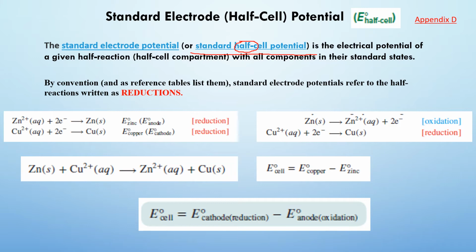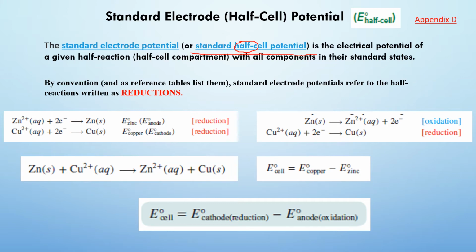So to find these standard half cell potentials, you can use Appendix D in our textbook. In that appendix, you can find all the standard half cell potentials for the commonly seen redox species. But as you can notice, all these half reactions are written in the form of a reduction. It doesn't matter whether it's oxidation or reduction, we always write it in the form of reduction.